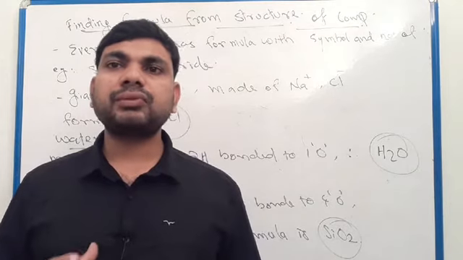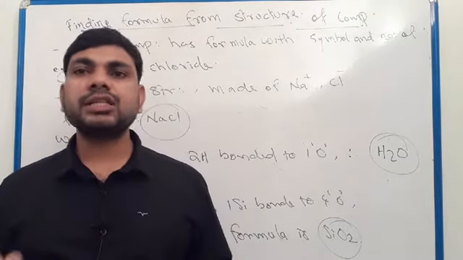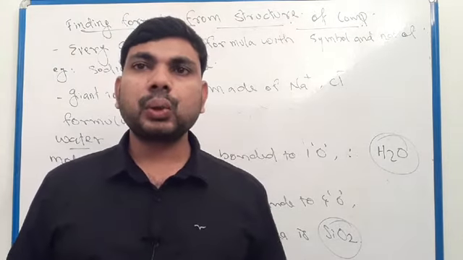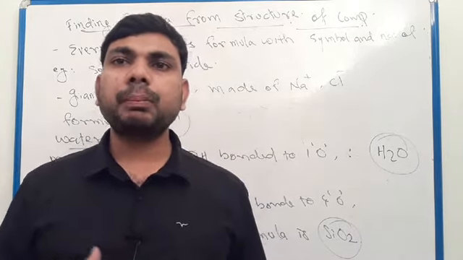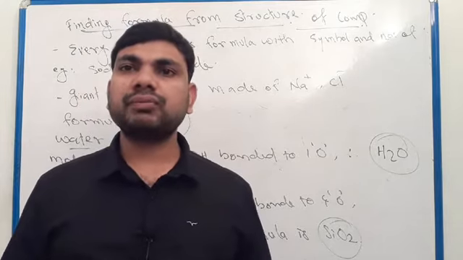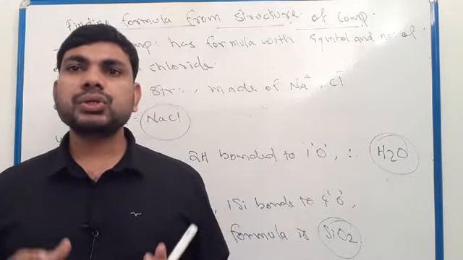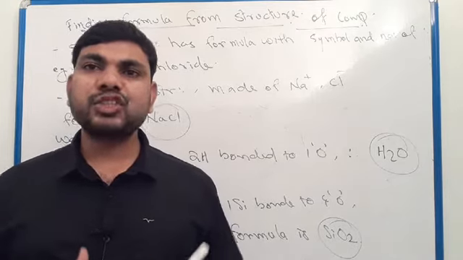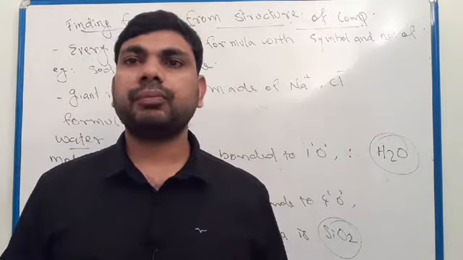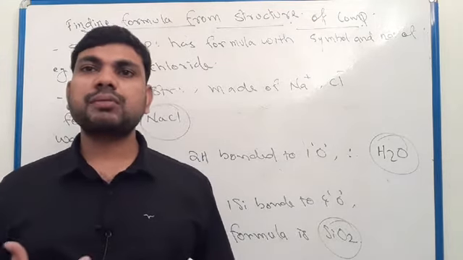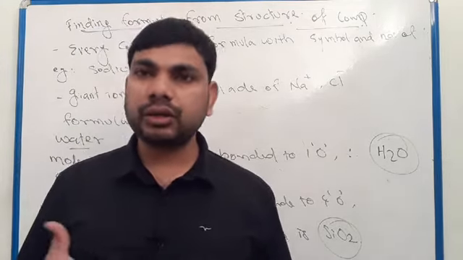Okay, formula of the compounds which contain symbols of the elements and different numbers. Clear? So let us discuss here how to make formula from the structure of the compound. First one, sodium chloride. We know sodium chloride has giant ionic structure. We learned already the structure of sodium chloride.